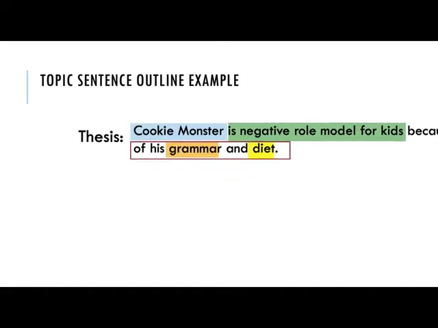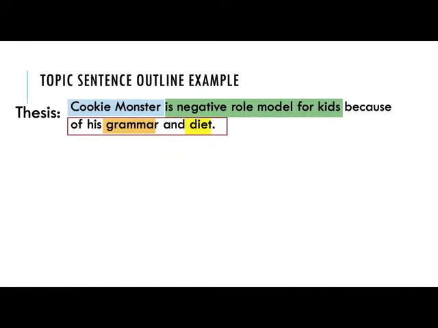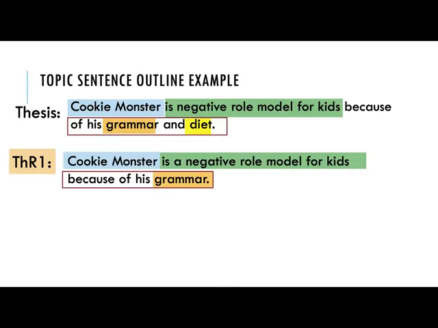For this example, we're only having 2 reasons of support. You might have more than that, or fewer, depending on your writing situation. So first we would start with the thesis. We remember our thesis is Cookie Monster is a negative role model for kids because of his grammar and diet. Then we could take that and create a very redundant topic sentence for a section of this paper. So for our thesis reason 1, we would be very similar. We would say Cookie Monster is a negative role model for kids because of his grammar.